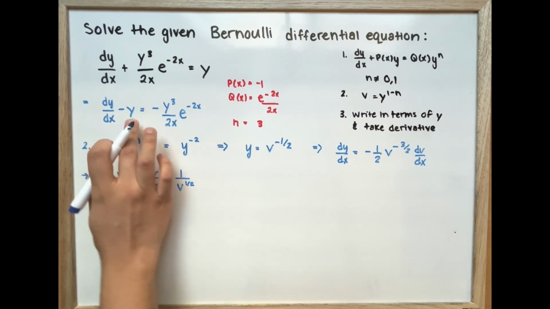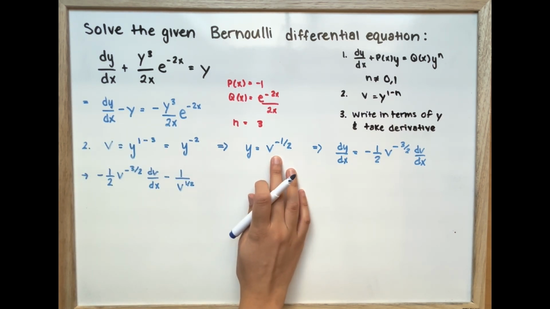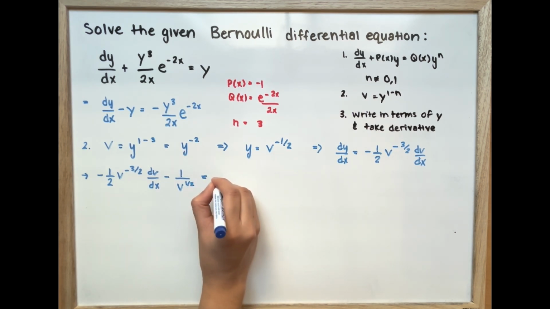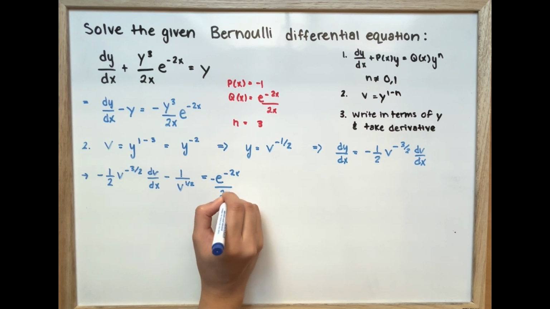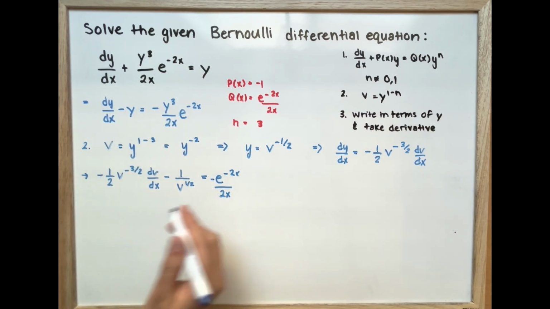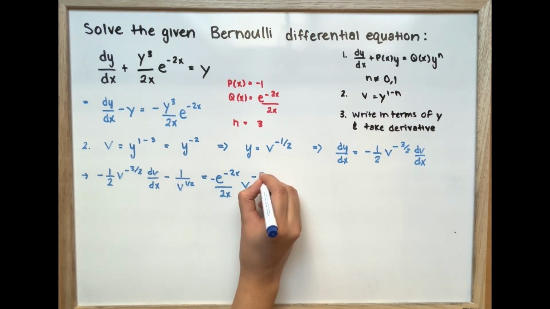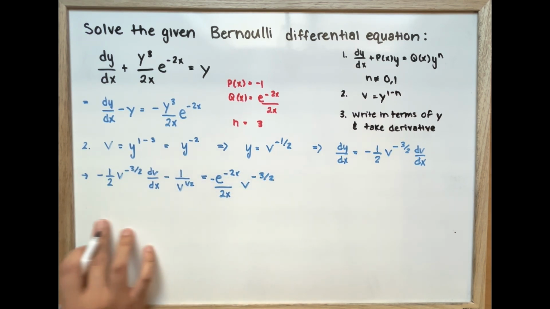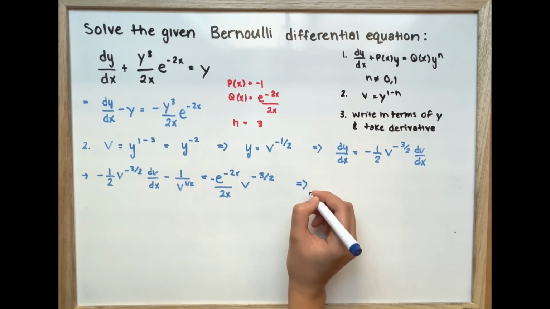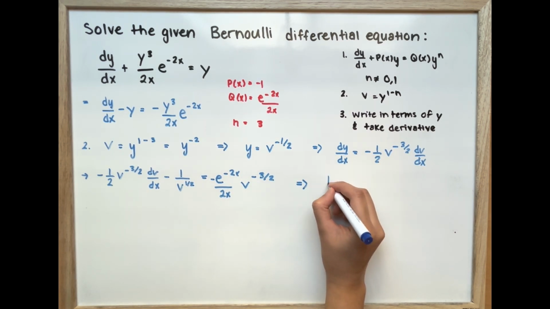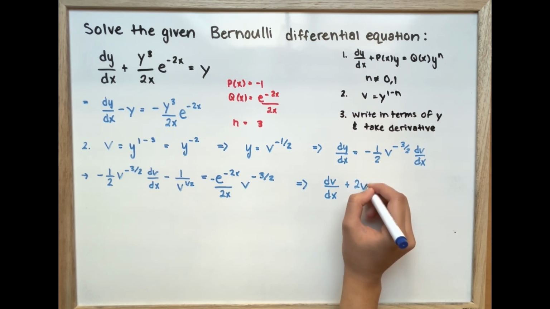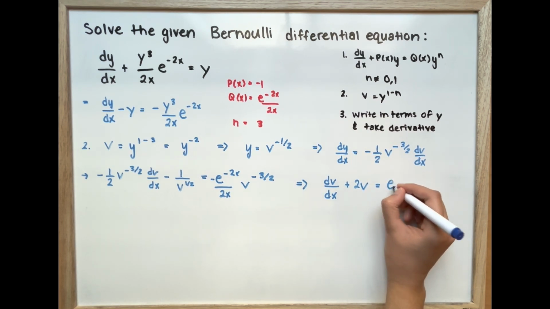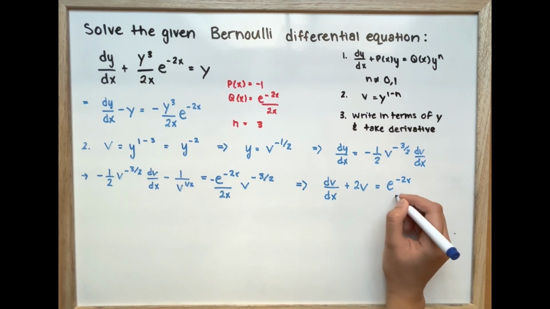So we're substituting our y as v to the power of negative 1/2, which is equal to negative e to the power of negative 2x divided by 2x. And again, we're going to do the same thing with this y. So we're going to get v to the power of negative 3 divided by 2. So now this is all going to simplify into dv over dx plus 2v is equal to e to the power of negative 2x divided by x.